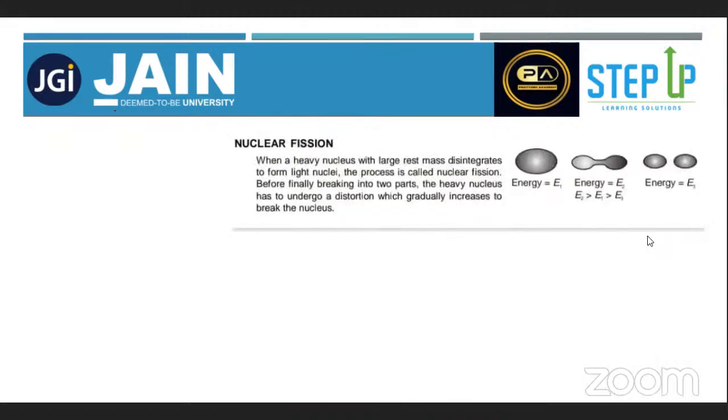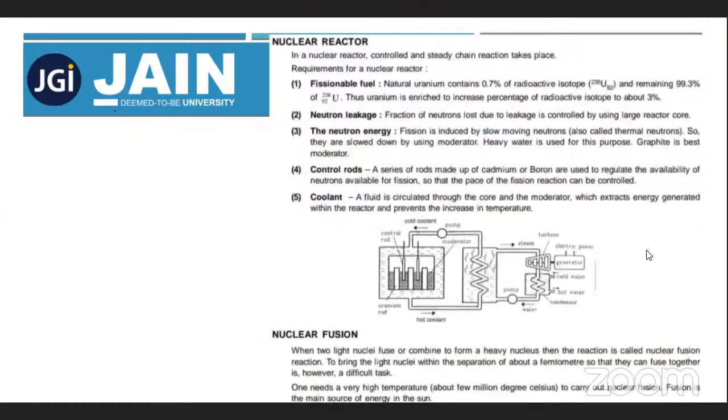Nuclear fission, breaking down into two. Then you have fusion, when you join it, and the nuclear reactor. These questions are not that important when you come to these things, although you have been summarized with whatever happens in the nuclear reactor and what nuclear fusion is when we talk about sources of energy. Basically, nuclear fusion happens in the sun.